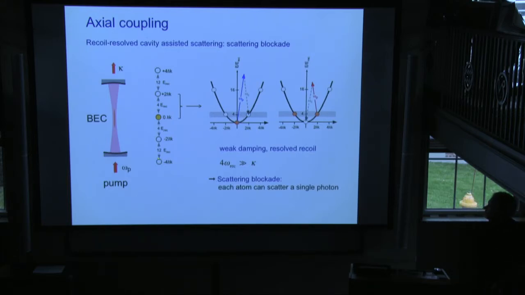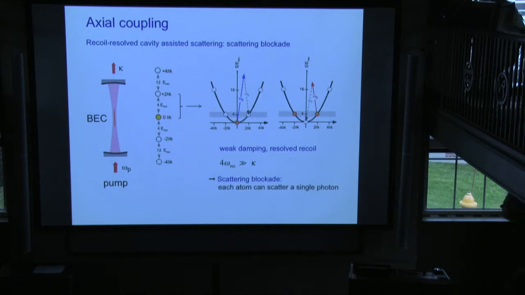So it's important to draw these different kinds of momentum states. This is where the BEC is prepared, zero momentum, and scattering photons from the atoms will populate these discrete momentum states. And here I'm plotting basically the elementary processes that can happen. Starting with the BEC at zero momentum, you can shine in a photon here, which is blue detuned with respect to the cavity resonance, and well, you transfer your BEC to this momentum state, usually to both momentum states.